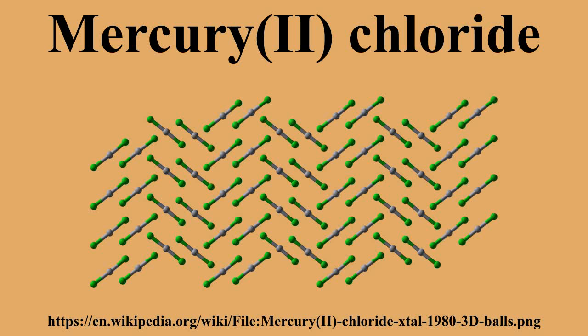Mercuric chloride is obtained by the action of chlorine on mercury. It is also made by the addition of hydrochloric acid to a hot, concentrated solution of mercury compounds such as the nitrate: Hg(NO3)2 plus 2 HCl gives HgCl2 plus H2O plus NO2.